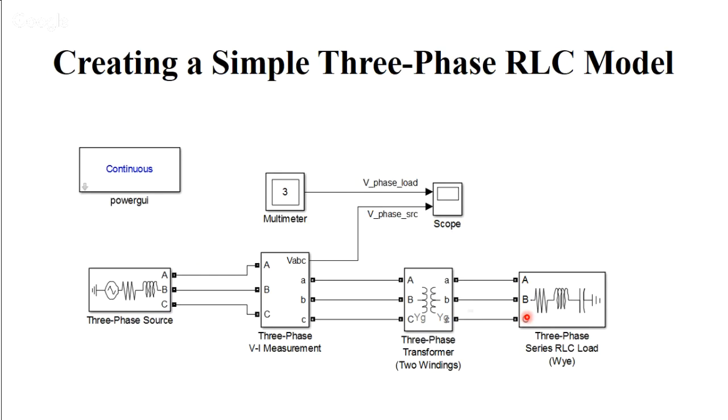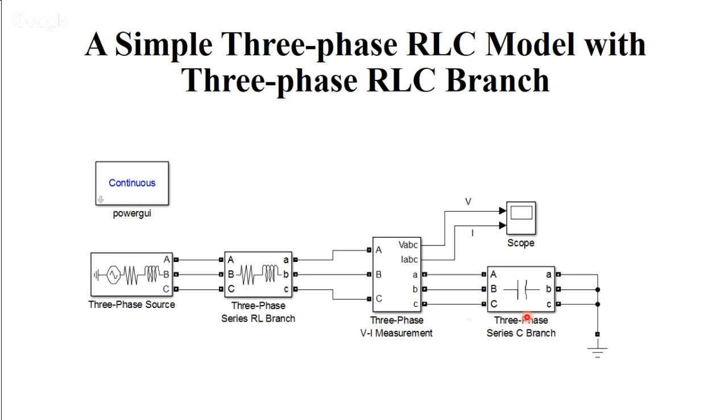So this is a simple three-phase RLC model. Okay, and this is the objective in which we are connecting a three-phase source with a three-phase RLC load, and along with all of this we are connecting a three-phase two-winding transformer. Okay, this is the circuit we are going to create. So first of all, we are going to create a simple three-phase RLC model with a three-phase RLC branch.